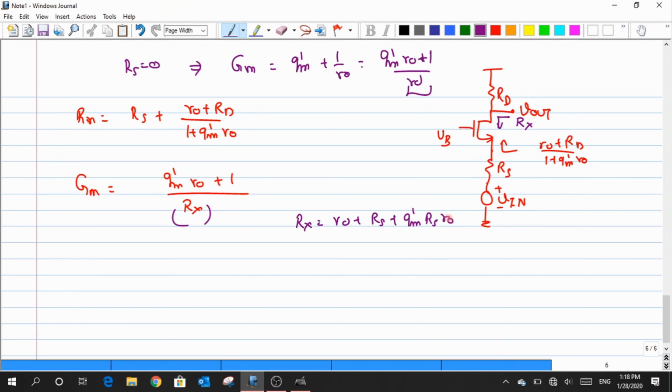Now, what about the Rout? When I look up, what is the resistance I'm seeing? RD. And when I look down, what is the resistance I'm seeing?